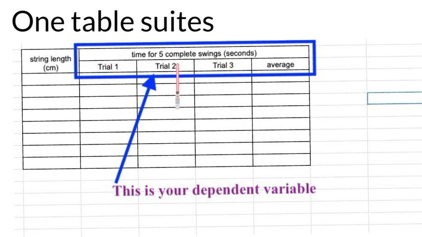Now trial 1, trial 2 and trial 3 are basically your attempts. Notice that for each of the string lengths, we are doing 3 trials. So we've now set up a beautiful table that is going to look at how our independent and dependent variables could be related to each other, and let's see if they are.